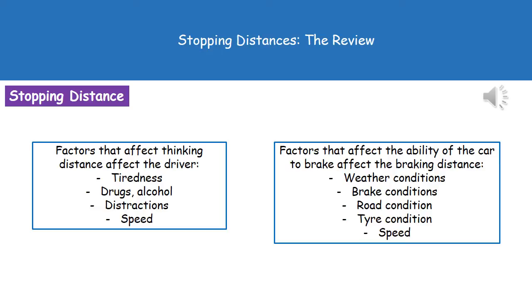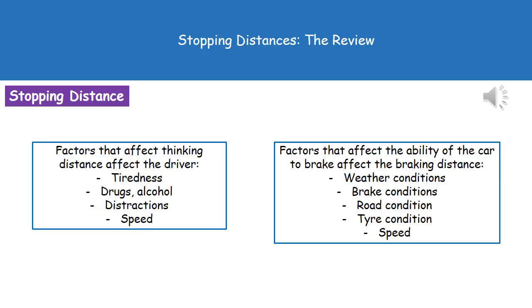and respond to it. Now, the second part to that is looking at what factors are going to affect the braking distance. So, in this instance, it's what's going to affect the car's ability to come to a stop. So that would be things like the weather conditions, the condition of the brake pads, the condition of the tyres, and the road condition itself, as well as the speed again.